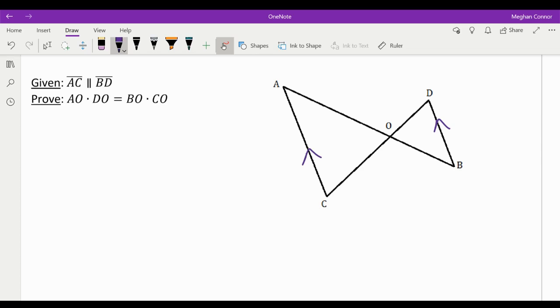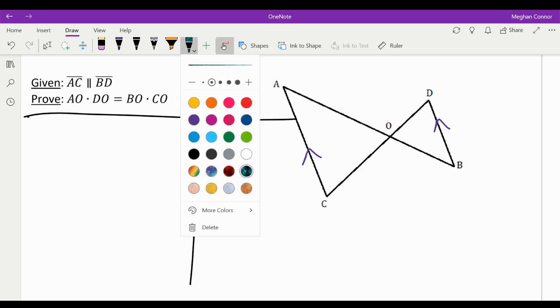We want to prove that AO times DO is equal to BO times CO. That's a weird thing. I may not know exactly where I'm going with that, but I do know I'm going to prove those triangles are similar. Let's get some crazy fun colors.